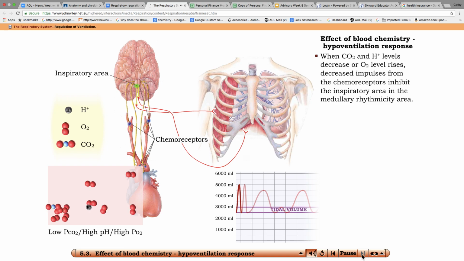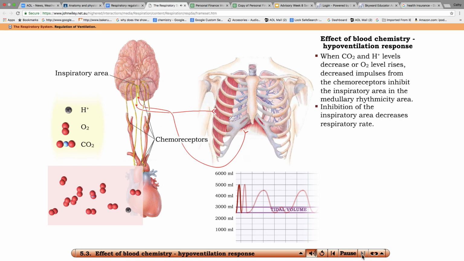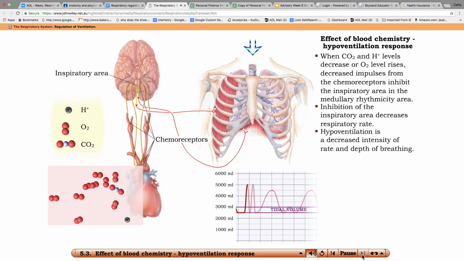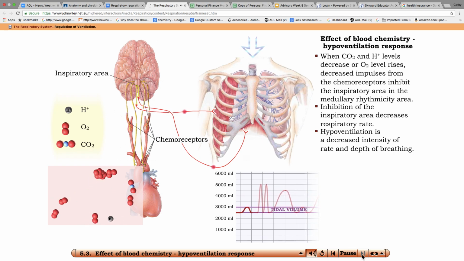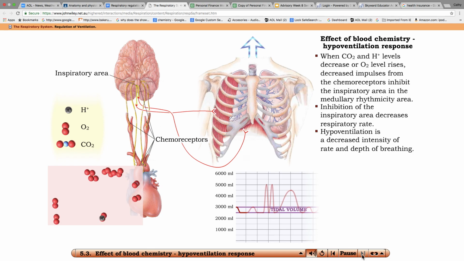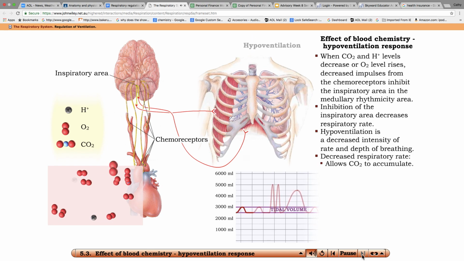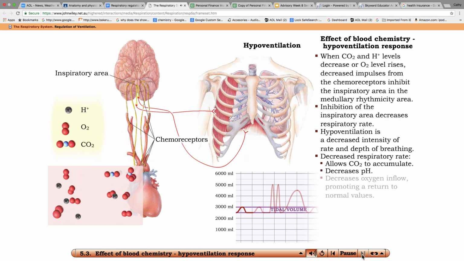Hypoventilation. Hypoventilation is when I'm not breathing deep enough. That's when CO2 and H levels decrease and oxygen levels begin to rise. What do they usually make you do when you have this happening? If I have hypoventilation, if I am breathing too shallow and I am not getting enough CO2 buildup, then it will actually slow down your breathing rate. And what can you do to do that normally?